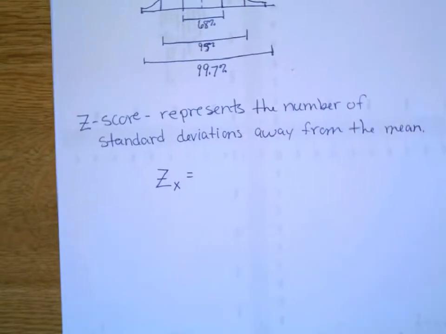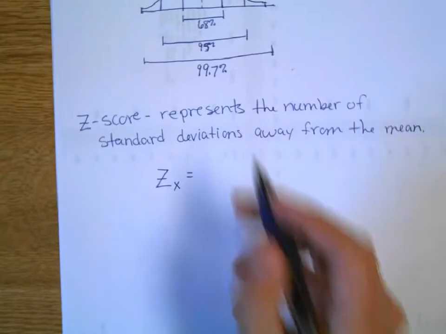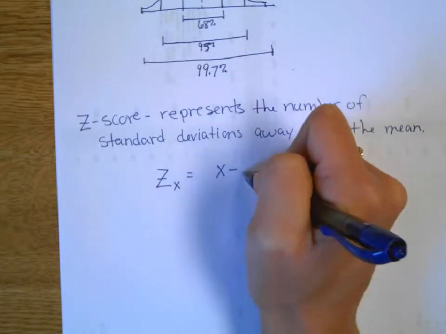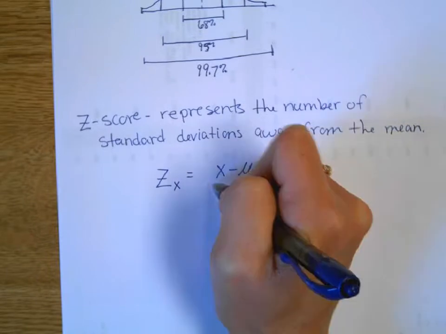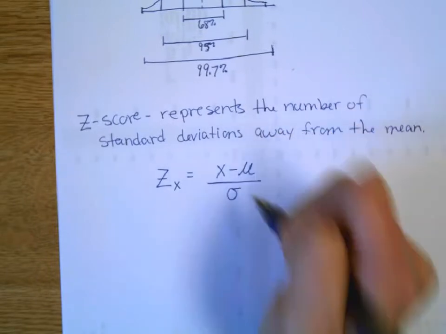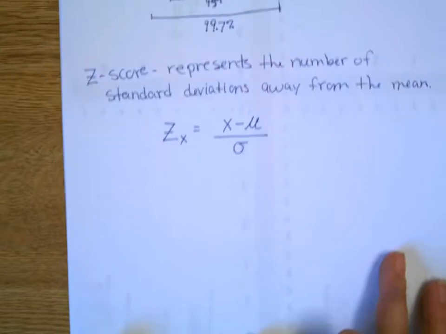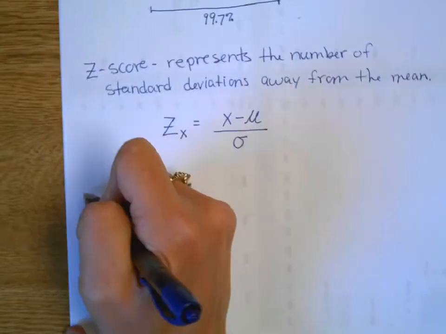The z-score for an x value. What you're going to do is take that x value, subtract the mean, and divide by the standard deviation. That's the formula you're going to use. Subtract and divide. Not too bad.